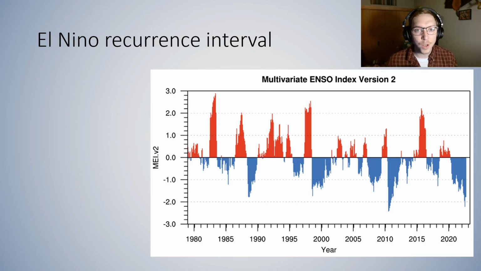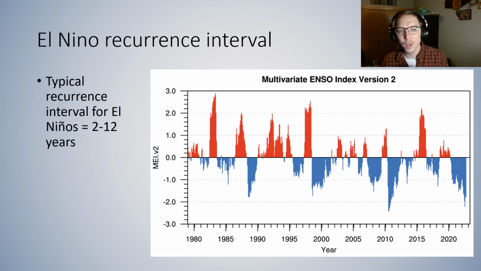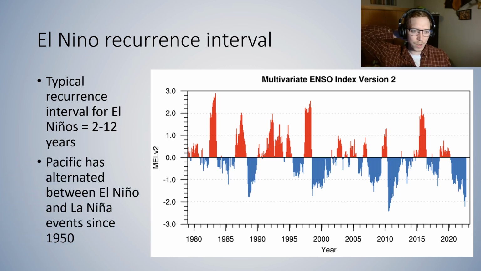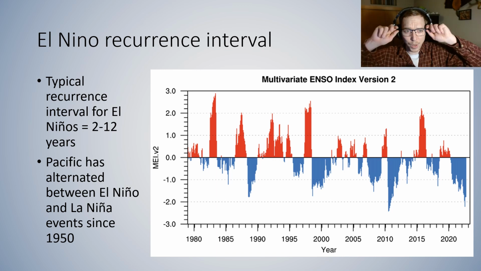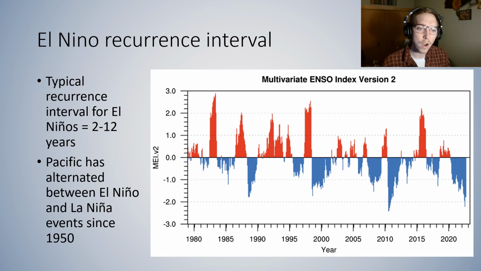So if we look at the El Nino recurrence interval, it looks like this. Every couple of years or so, we swing from El Nino to La Nina. The typical recurrence interval for El Ninos is every 2 to 12 years or so. The Pacific has alternated between El Nino and La Nina events since the 1950s. We are currently leaving a La Nina and gearing up for an El Nino, at least as of recording this video in March of 2023. So we are gearing up for an expected El Nino event to start.